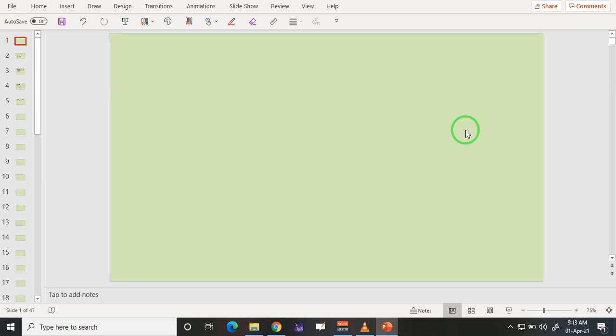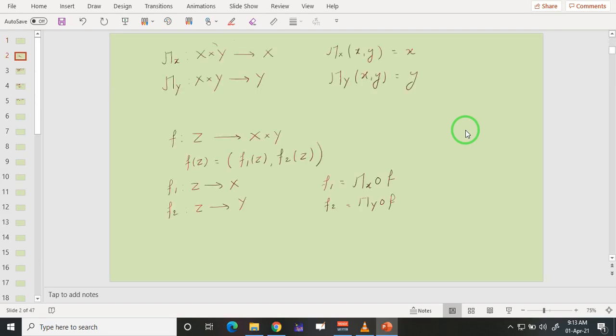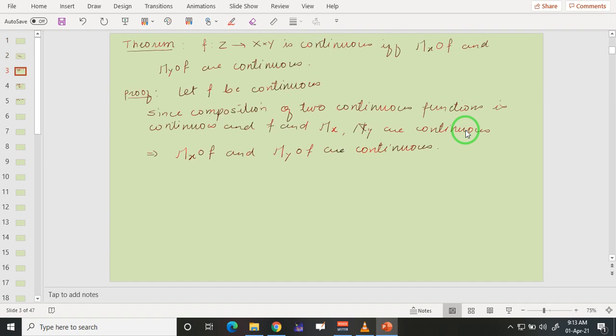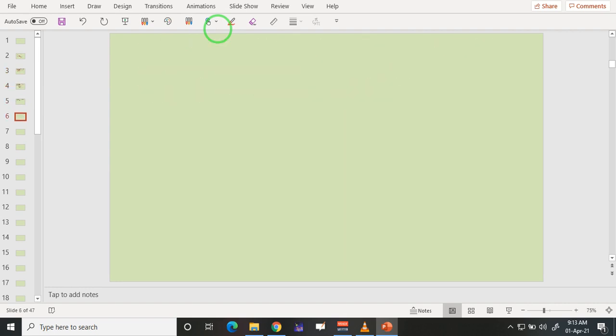In the previous video, we saw a theorem wherein we proved that if f is a function from a topological space Z to the product space X times Y, then f is continuous if and only if the component functions are continuous. So in this video, we will talk about the pasting lemma. Let's go for the pasting lemma.